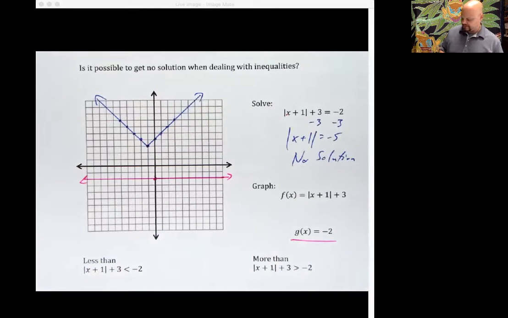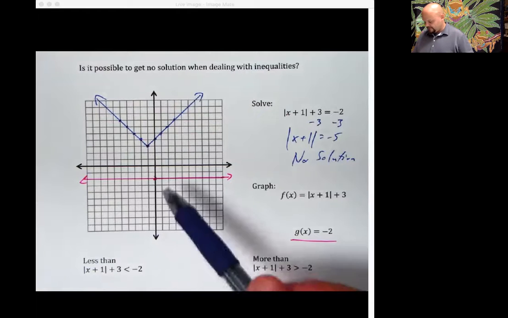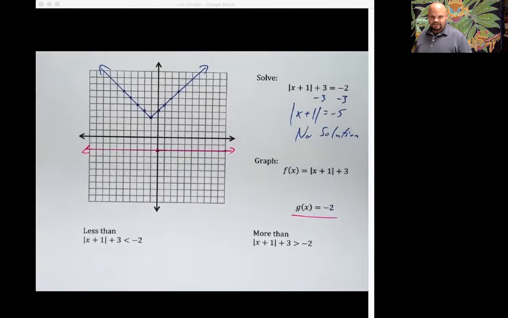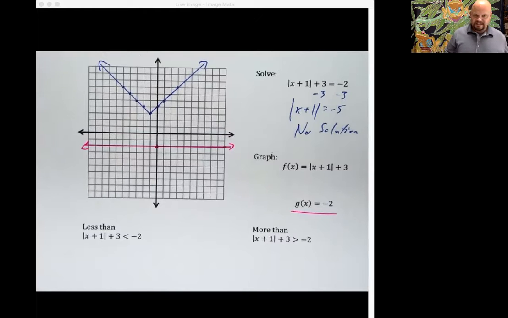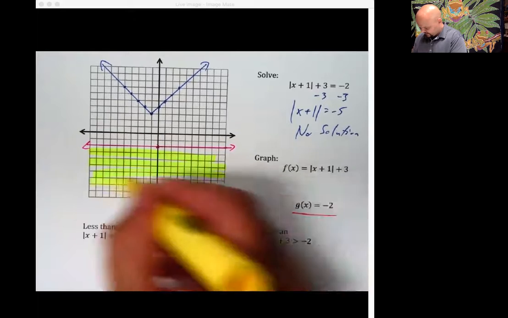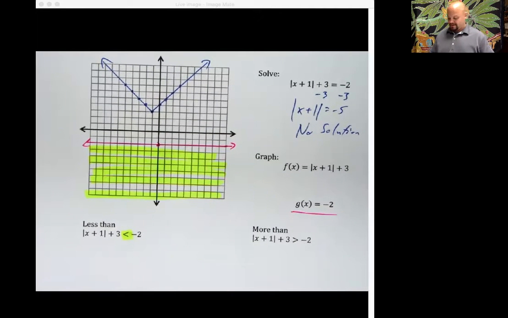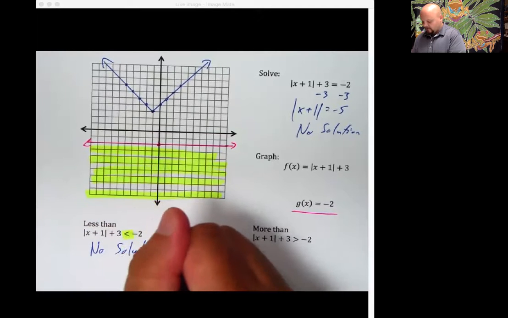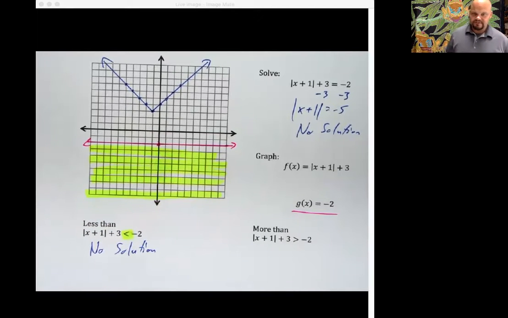Roar. All right, so what is this sadness about, really? Well, the sadness is about the fact that these guys don't touch at all. But we're not really worried about the touch. Well, we kind of are. We'd like to know where they touch. What we're worried about is where this thing is, whether it's above or below, which part of it is above and which part of it is below. And if we look at the below part, the less than, that's all this stuff right here. Our function isn't even there. So just like this says, no solution or undefined. We don't even have a definition for that.